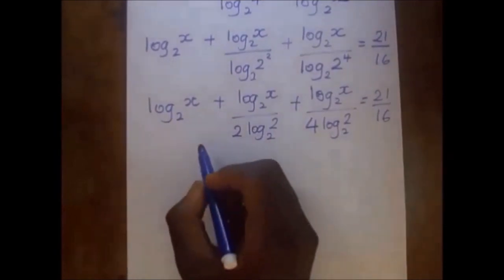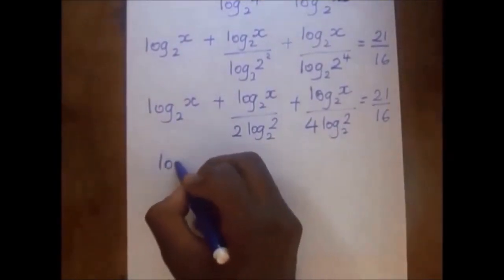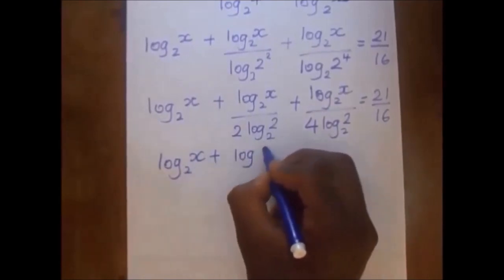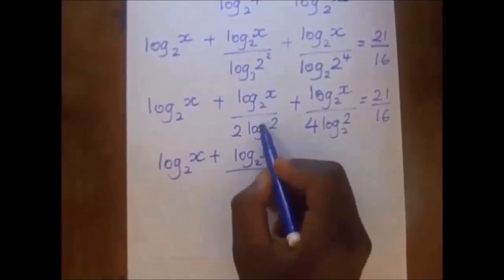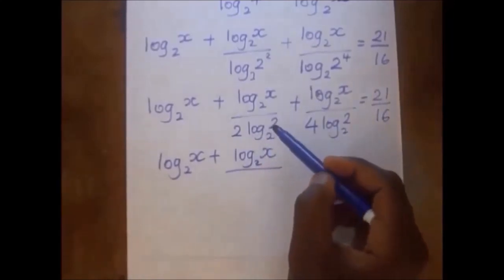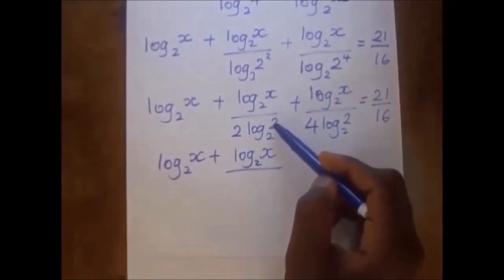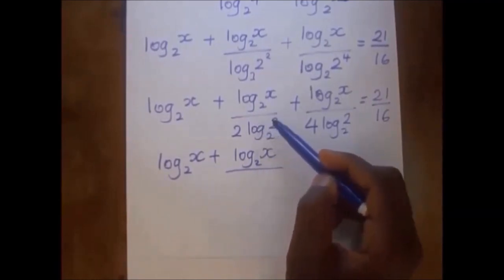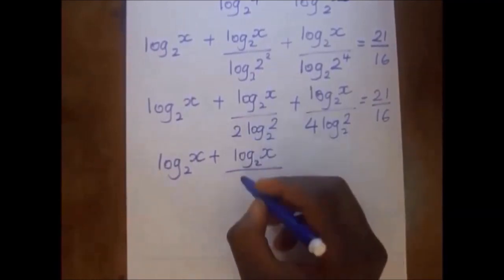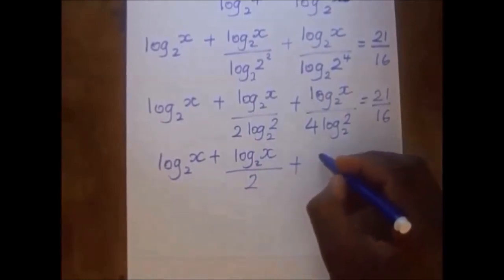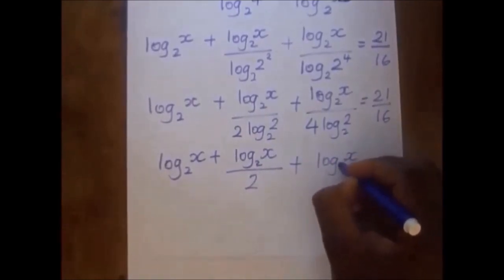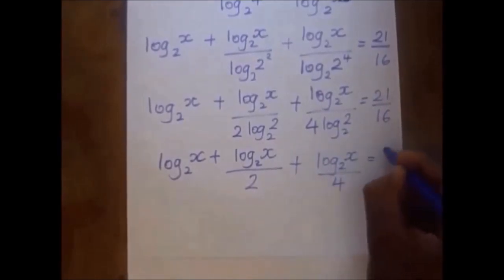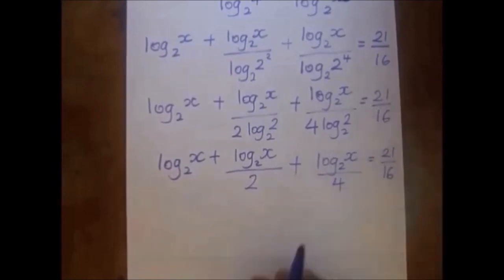So to continue, this becomes log of x base 2 plus log of x base 2, divide that by, this is 2 times 1, because from our law of logarithms we know that when the number and the base are the same, it means that is equal to 1. So the log of 2 base 2 is equal to 1. So 1 times 2 is going to be 2 plus log of x base 2, divide that by, this is 4 times 1, which is 4, is giving us 21 over 16.